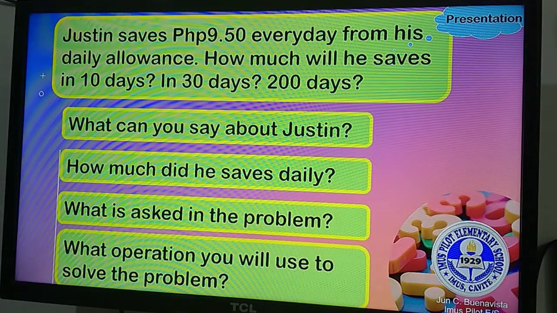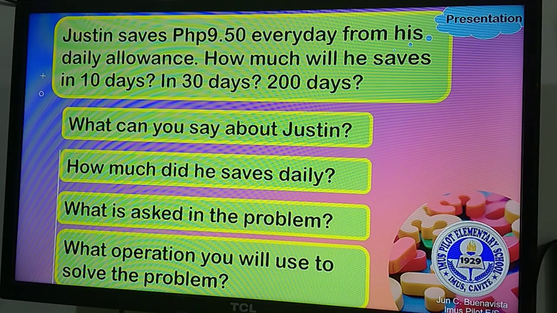What operation will you use to solve the problem? So, anong operation ang gagamitin natin? Because of the words daily allowance, every day, you are going to multiply. So the operation that we are going to use is multiplication. We are going to multiply for 10 days, for 30 days, and for 200 days.